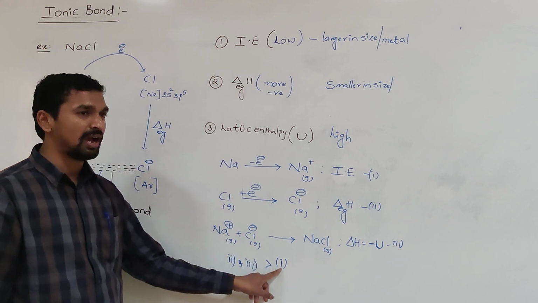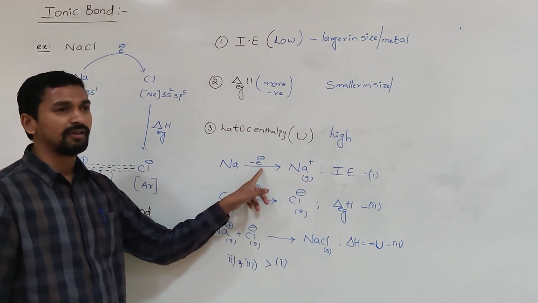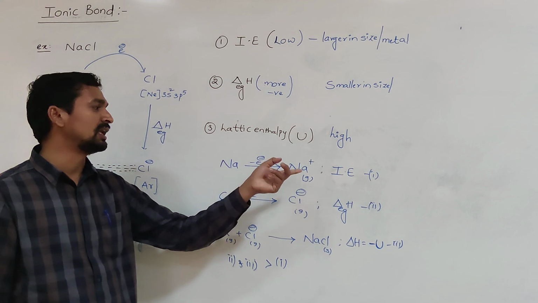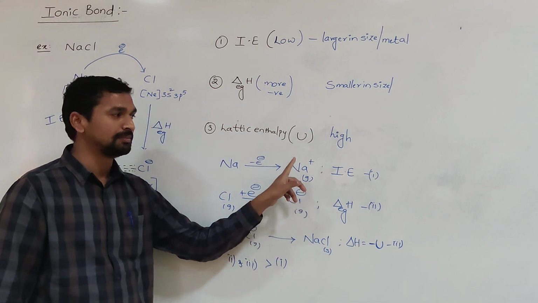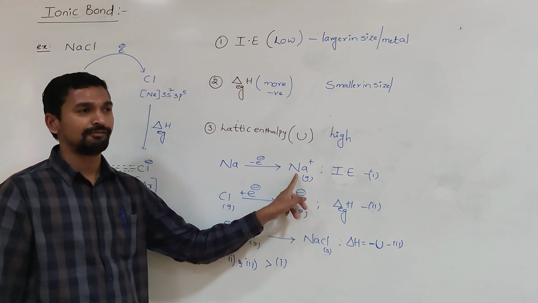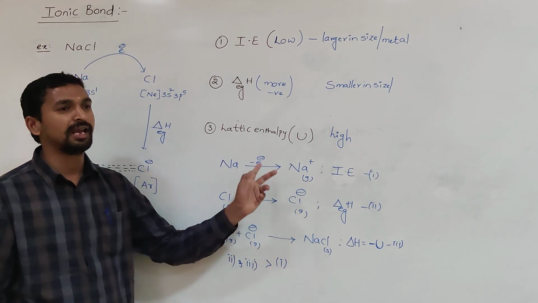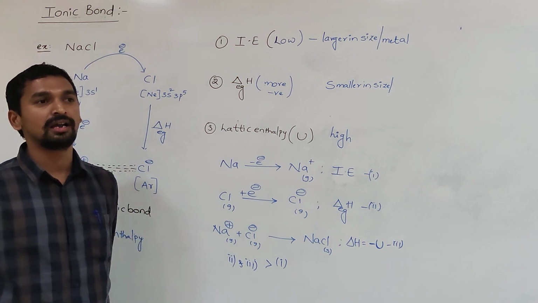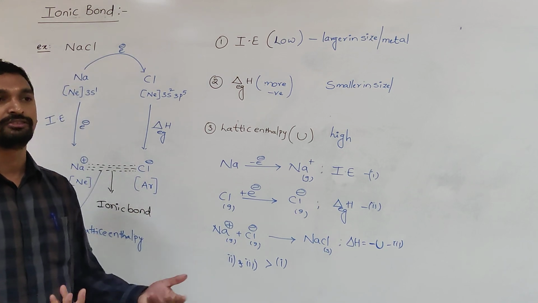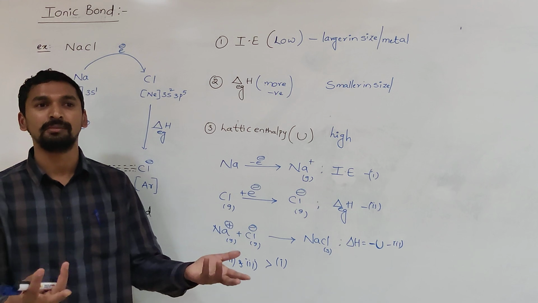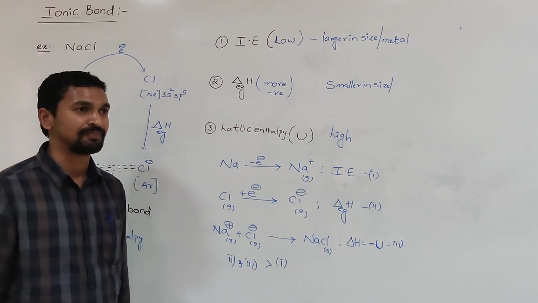If the first one has a smaller value, whenever a smaller value is required, the atom is ready to lose the electron, ready to form the cation. That means cation formation takes place very fast, anion formation takes place very fast, and cation and anion are held together by the strong electrostatic force of attraction, which results in the most stable ionic solid formation.